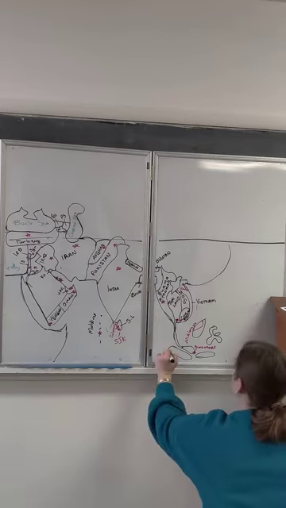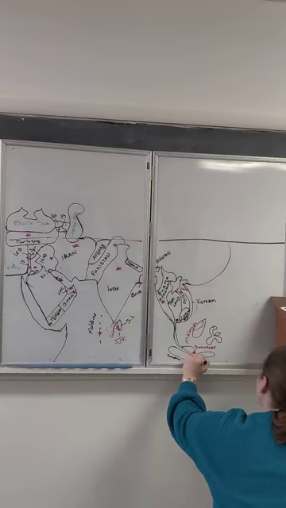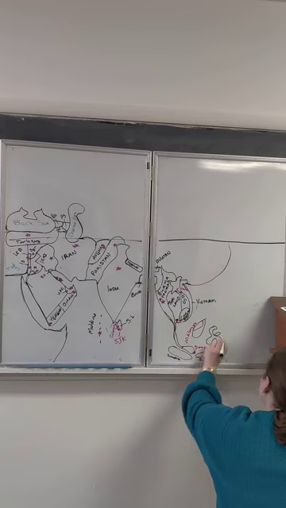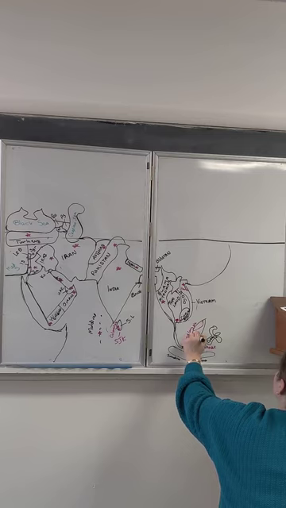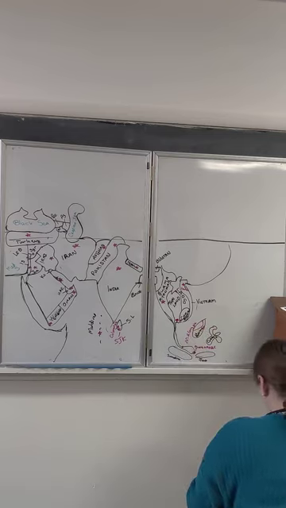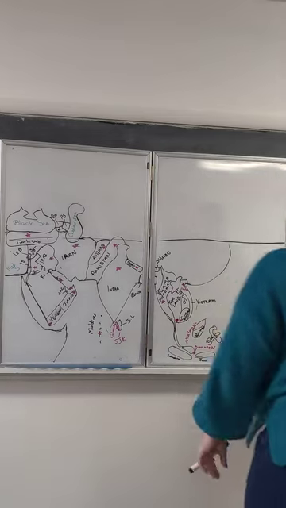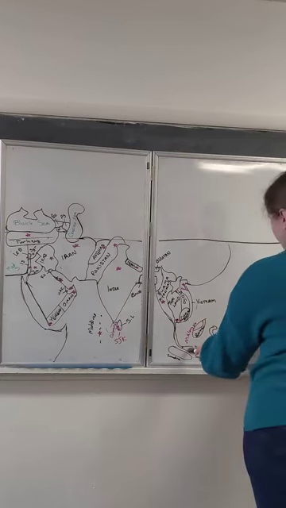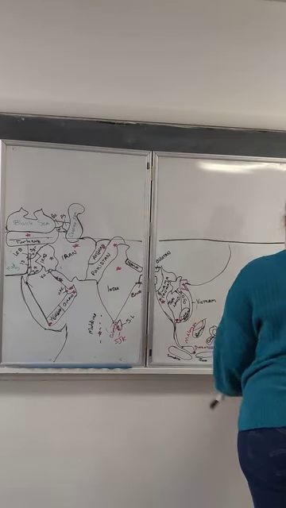So this is the island of Sumatra, the island of Java, the island of Celebes, and remember, it's good to write these in because some of the seas around here. Okay. So Malaysia is this and this section of Borneo. Everything else is Indonesia.